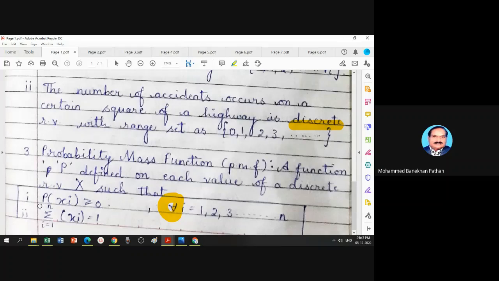The second condition is important to have a PMF. Summation i from 1 to n. Here P is missing. You should write P, P means probability, of xi. The total should be 1. Everybody should make the correction here. Summation i from 1 to n, probability of xi should be 1.